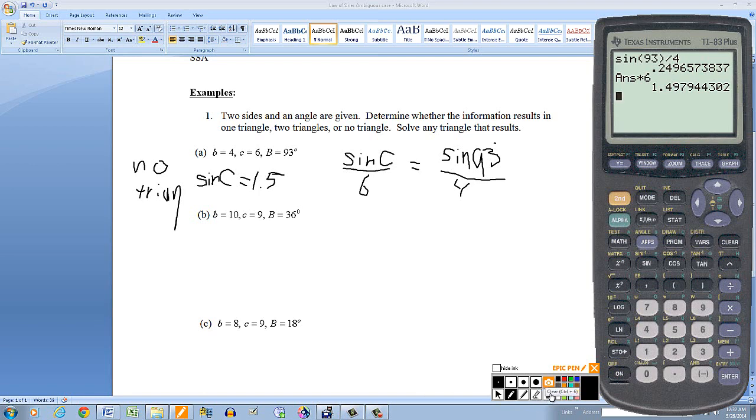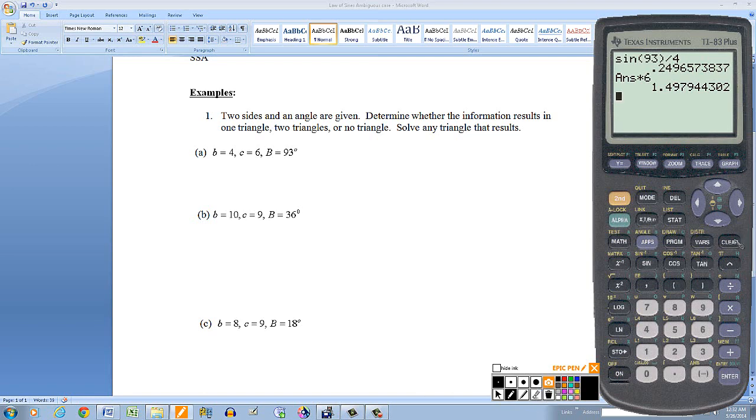Okay, so let's clear this and go to the next one. Okay, two sides are given again, and we're given the angle opposite one of the sides. In this case, the angle opposite side b. b is equal to 10, and we're given angle B. So again, we set up the formula. Since I'm given angle B and side b, and I'm given side c, then obviously what I want to do is find angle C.